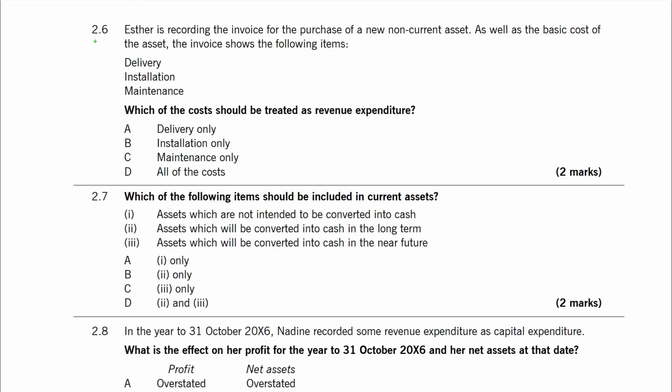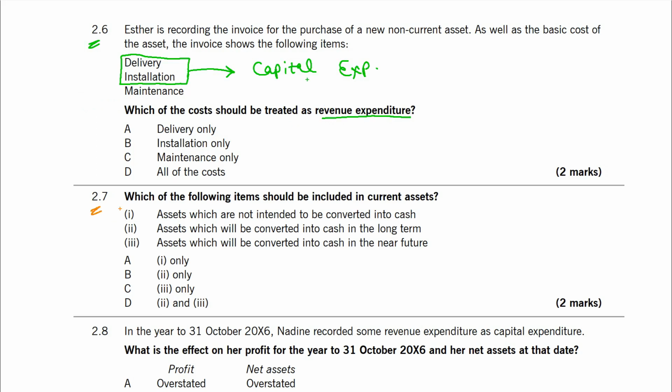Next we have question number 6. Which of the costs should be treated as revenue expenditure? Delivery and installation charges, as I told you earlier, will be categorized as capital expenses, but the maintenance charges will be categorized as revenue expenditure.